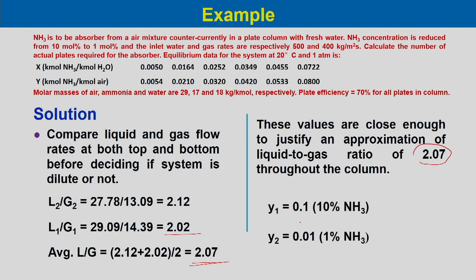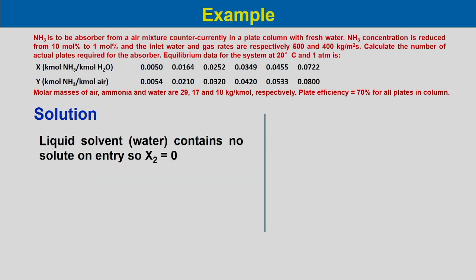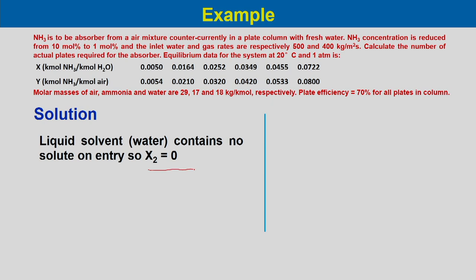And Y1 is known, it is 0.1 because of 10% ammonia, and Y2 is 0.01 because it is 1% ammonia in the exit stream. So, that has to be reduced from 10% ammonia to 1% ammonia. Now, the liquid solvent, which is water, contains no solute at the entry, the solvent is solute free. So, X2 is 0.